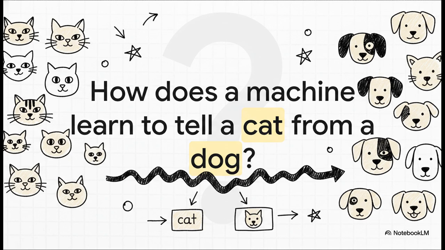Let's say you've got a camera roll full of pet pictures. Some are cats, some are dogs. How would you teach a computer to tell the difference? This is a classic classification problem, and it's exactly what SVMs were born to solve.